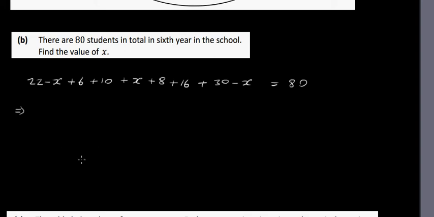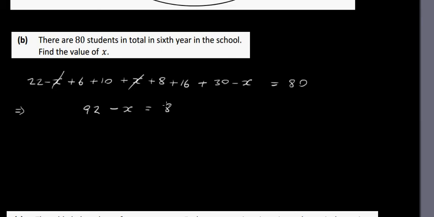So let's do that. If you add up all the numbers, 22 plus 6 plus 10 plus 8 plus 16 plus 30, you get 92. If you add up all the x's, you've got a minus x plus x. So that will just give me 0. And I'm left with a minus x here.